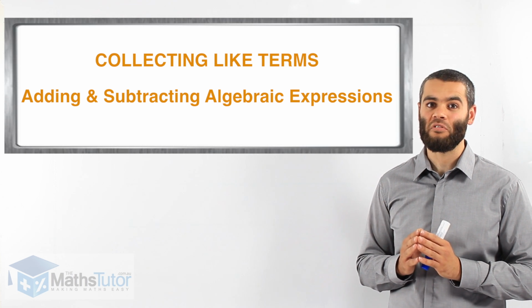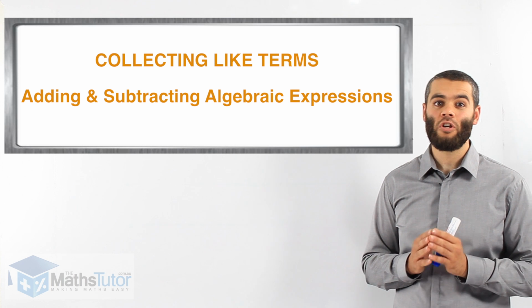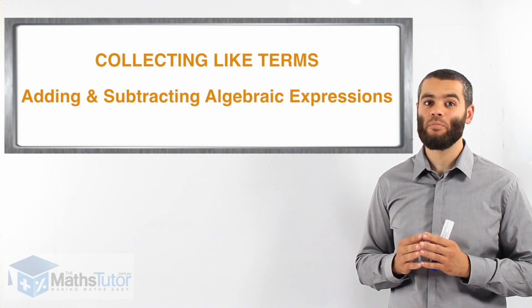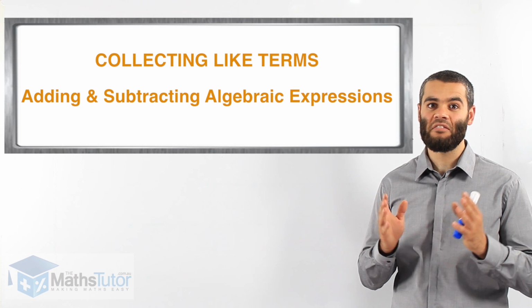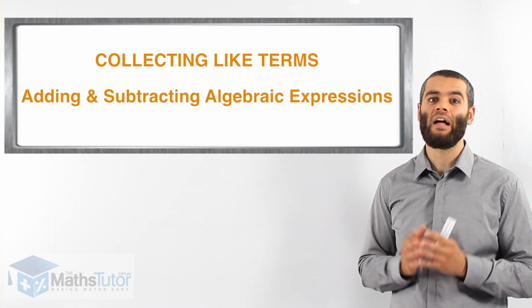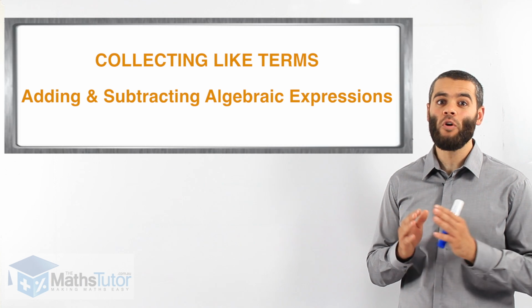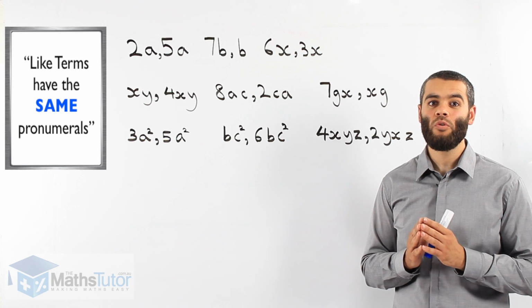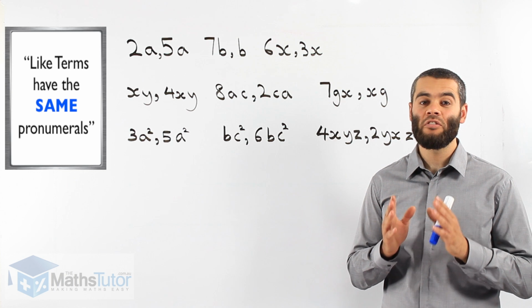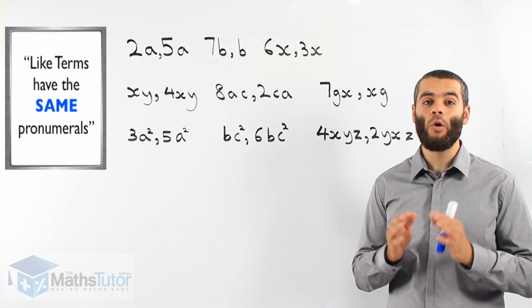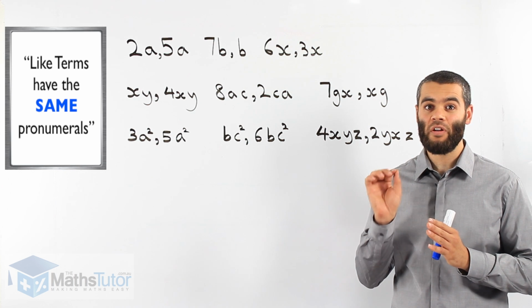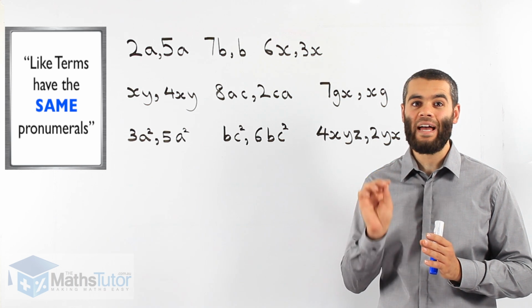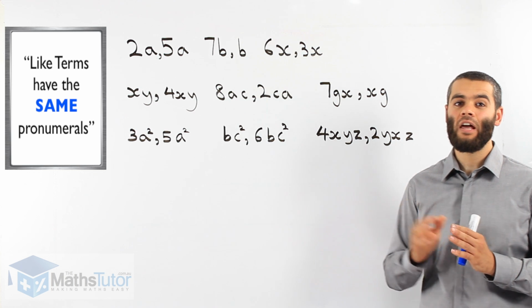Let's understand these rules. Today, I'm going to show you how to add and subtract algebraic expressions, meaning number sentences that have pronumerals. We call them algebraic expressions. Before we start, we need to know something called like terms, because we can only add or subtract like terms. Very important concept. We can only add or subtract like terms.